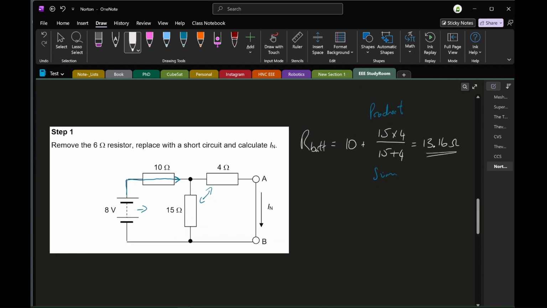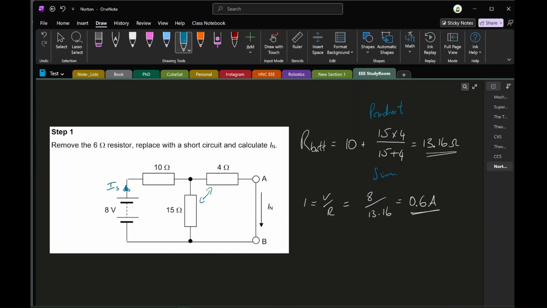So we've calculated the resistance from the perspective of the battery. Now we can work out the battery current. We can simply use Ohm's law, which means we take 8 over 13.16, and that gives us 600 milliamps, or 0.6 amps. If you recall, what we're trying to do in this step is calculate the Norton current. We've just calculated the supply current from the battery.